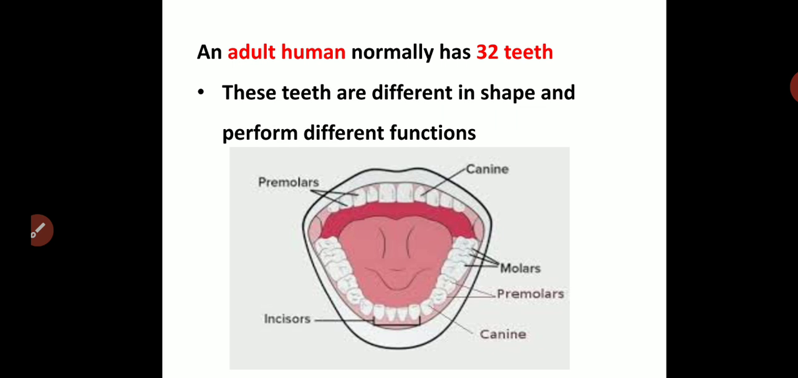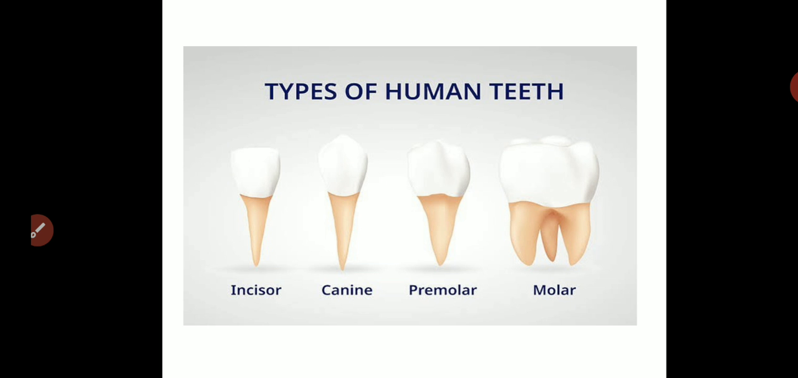If an animal is feeding only on vegetables, that is a herbivore, it has different teeth. A carnivore has a different teeth structure. But here we will be studying human teeth structure. So humans have four types of teeth. As you can see in the diagram: incisors, canines, premolars and molars. Look at the diagram carefully because you will be asked to label these in the diagrams.